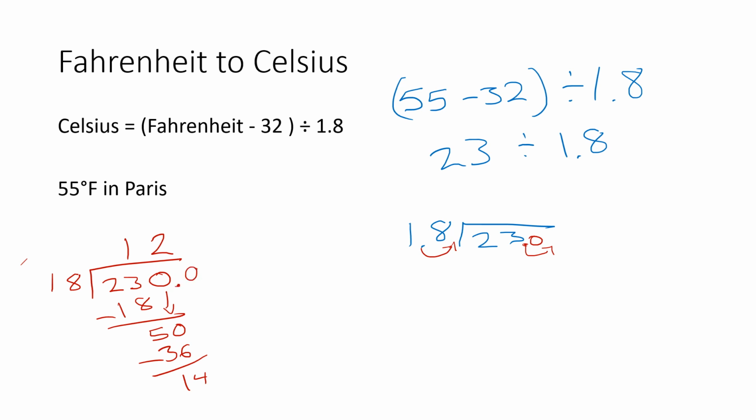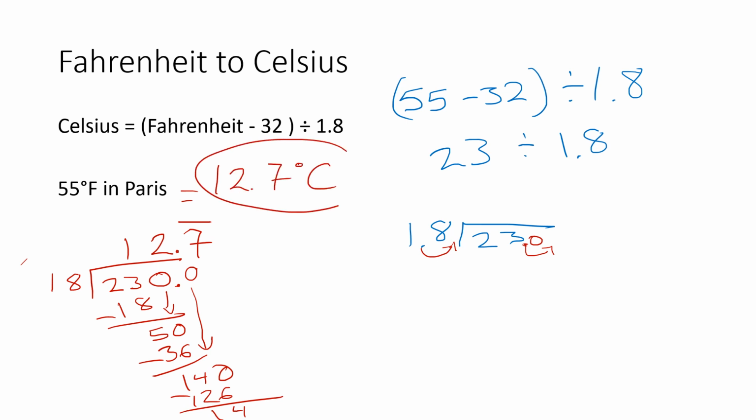Add a decimal and a 0. Bring your decimal up. Bring your 0 down. I'm sorry, this is getting so cattywampus. 140 divided by 18. Again, we're going to have a repeating 7, because 7 times 18 will give us 126. And that will subtract to 14 again. So repeating number there. So it's 55 degrees Fahrenheit in Paris, or 12.7 degrees Celsius.